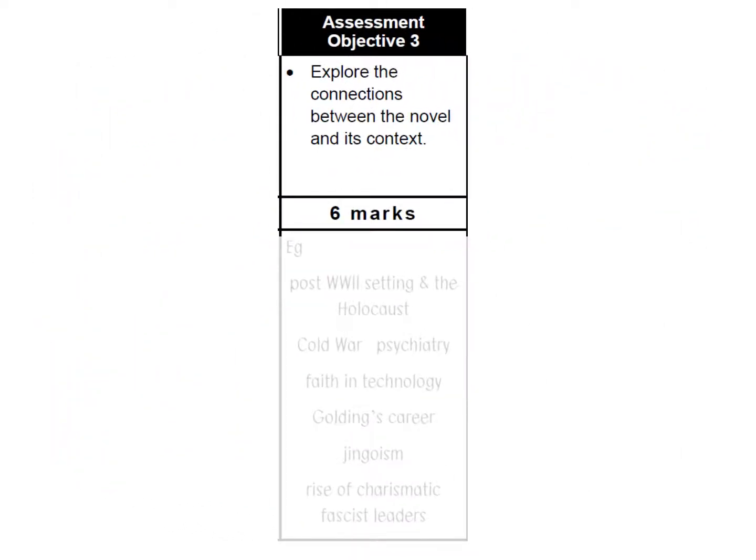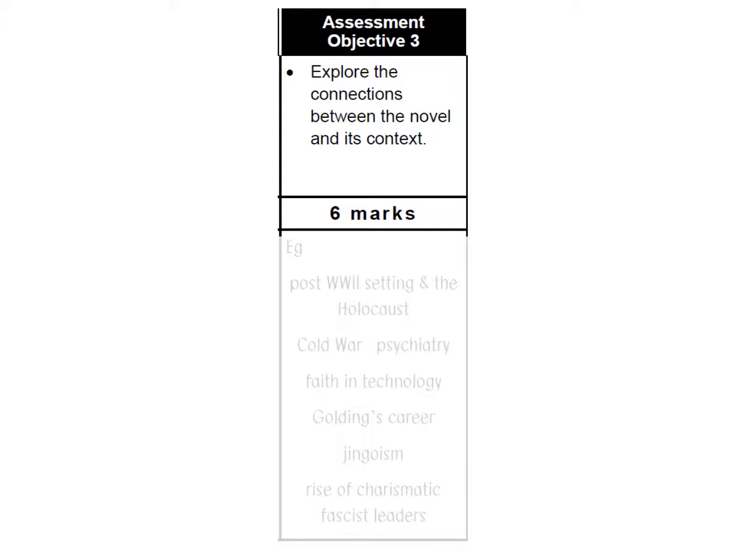Exploring connections between the novel and its context. Ideally, this will be done integrated into the essay. So in other words, don't write a paragraph at the end which does all the context. It should come up naturally, and ideally it should be something that you say about a quotation.